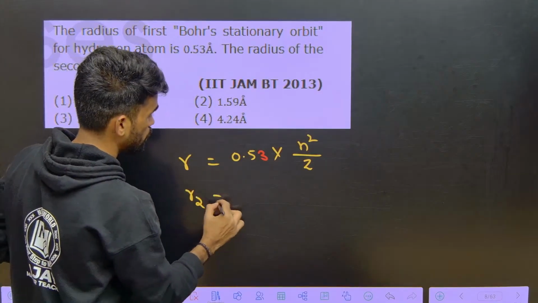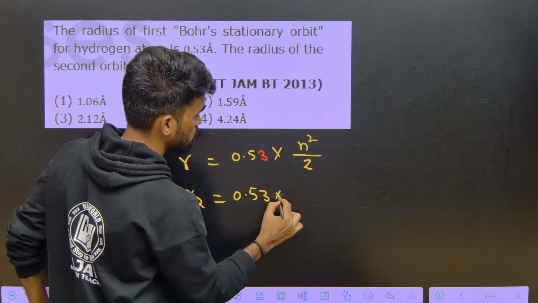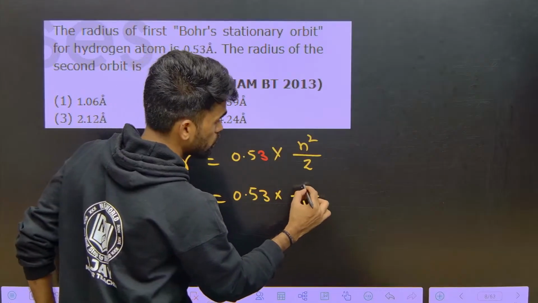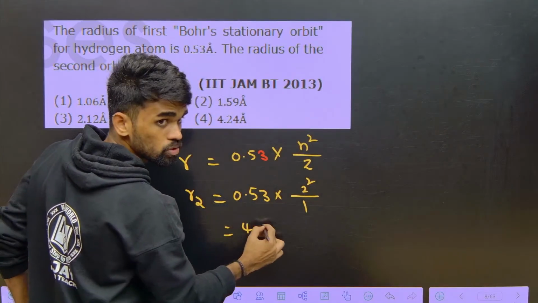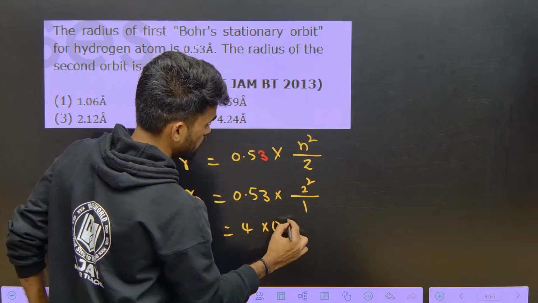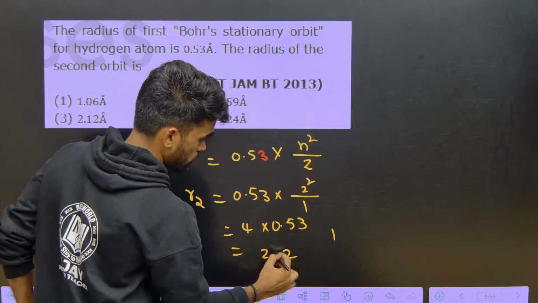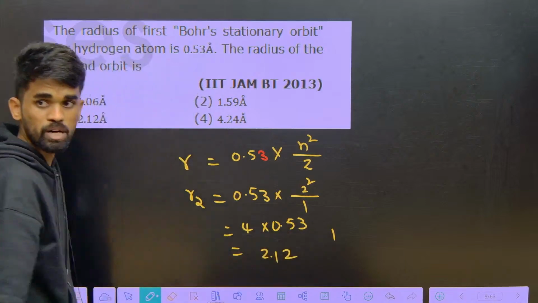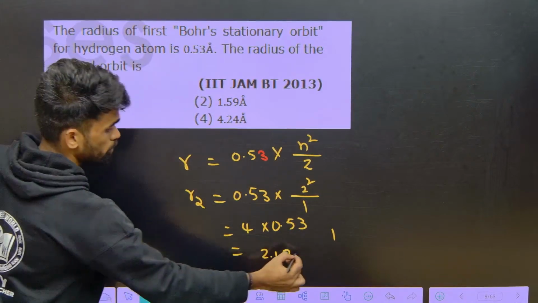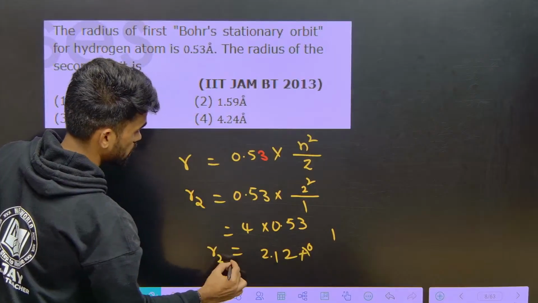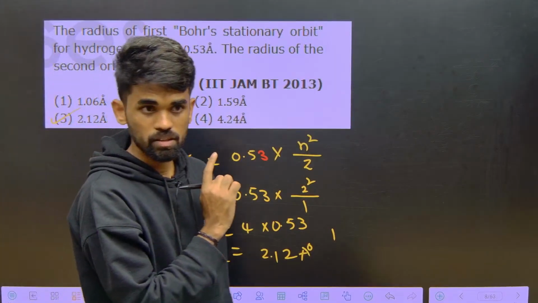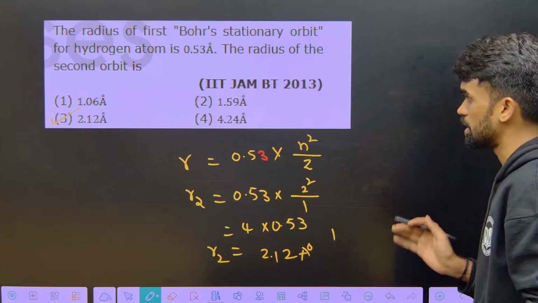So R2 will be 0.53 into Z will be 1, N will be 2 square. So 4 into 0.53. How much? So 12, 2, 1, 2 decimals. So 1.12. Here we have 1.12 angstroms. Very easy, now. No time waste, nothing here in this.